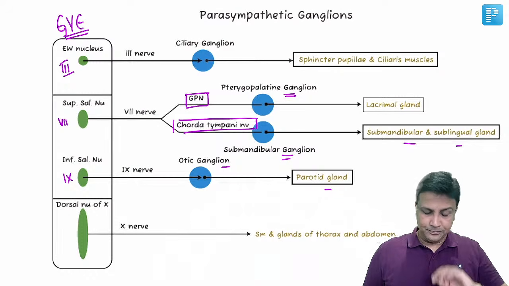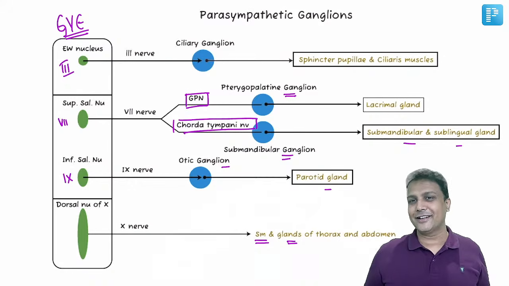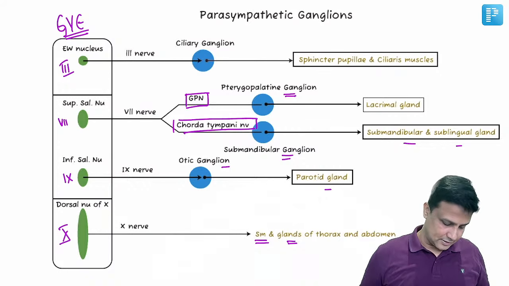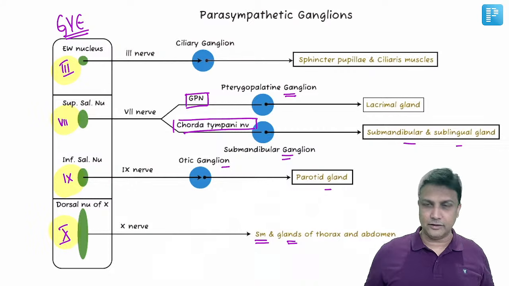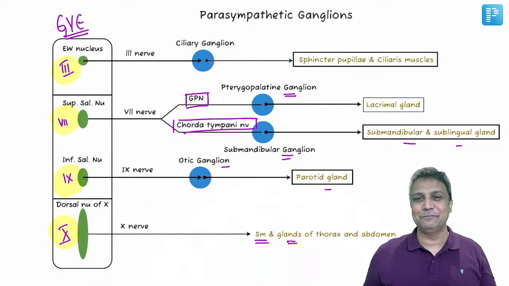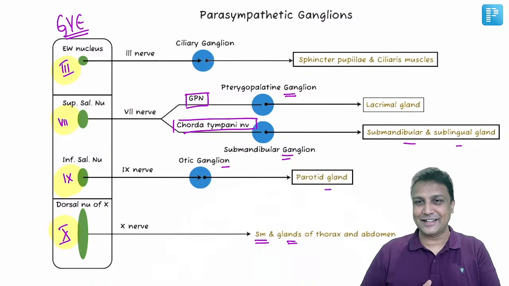Finally, what about the smooth muscle and glands present in the thorax and abdomen? All of that will be taken care of by the vagus nerve, and that nucleus will be the dorsal nucleus of vagus. So if you look at this carefully, the third nerve, seventh nerve, ninth nerve and the 10th nerve, 3, 7, 9 and 10, that is actually the parasympathetic nervous system, the nerves which will be contributing to your parasympathetic nervous system.